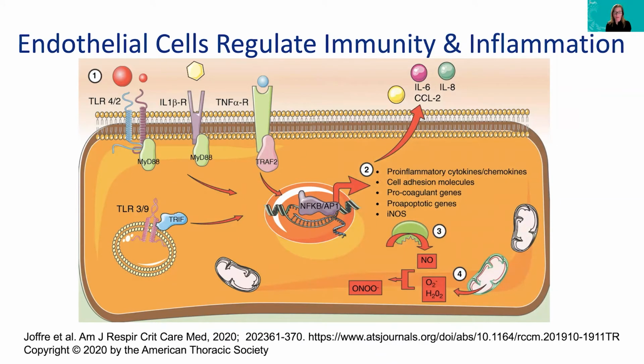I think of endothelial cells as non-classical immune cells. They express innate immune receptors, including the toll-like receptors. They express receptors for cytokines such as IL-1 beta and TNF. And these receptors signal through classical intracellular inflammatory pathways, and their activation leads to the production of inflammatory cytokines and chemokines, as well as increased inducible nitric oxide synthase expression, the generation of nitric oxide, superoxide anion, hydrogen peroxide, and peroxynitrite, all of which can potentiate endothelial dysfunction.